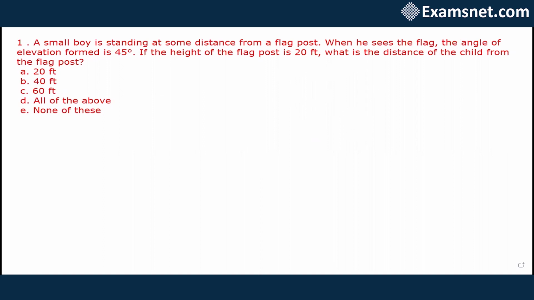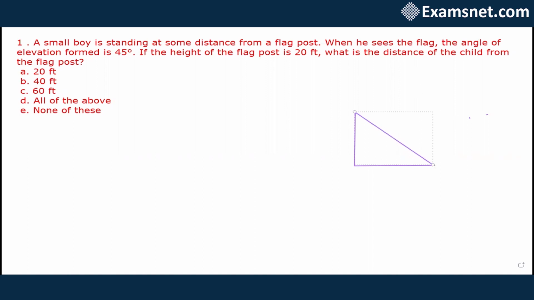So first, let me draw the flag post of height 20 feet. Okay. Now, there is a boy standing at some distance. We are required to find that particular distance. Okay. So here, this is the distance. Here is the boy standing. And let's join the top of the flag post to the point where the boy is standing.